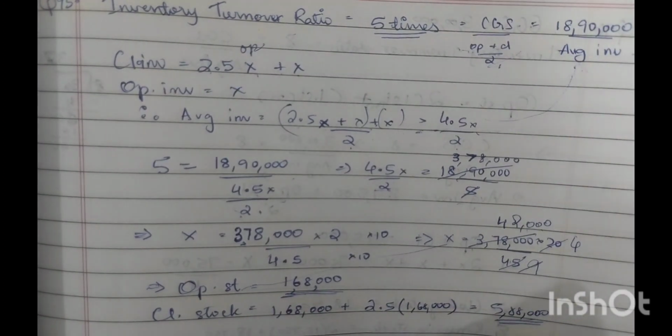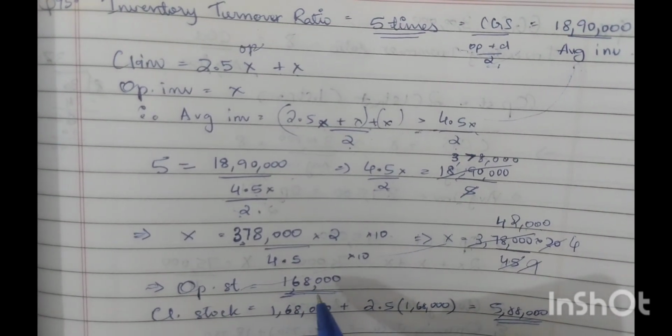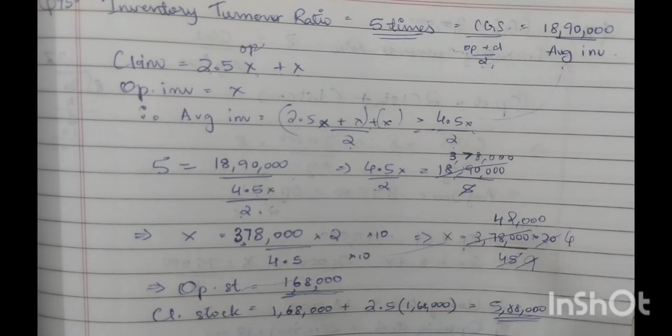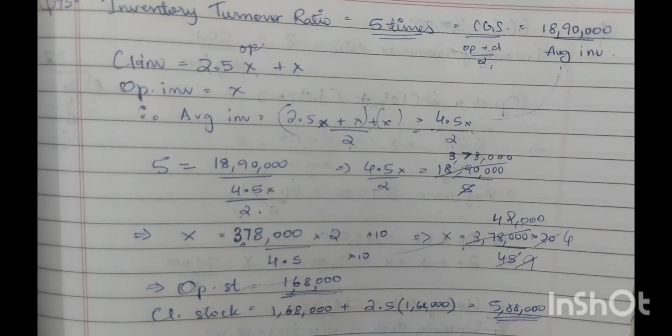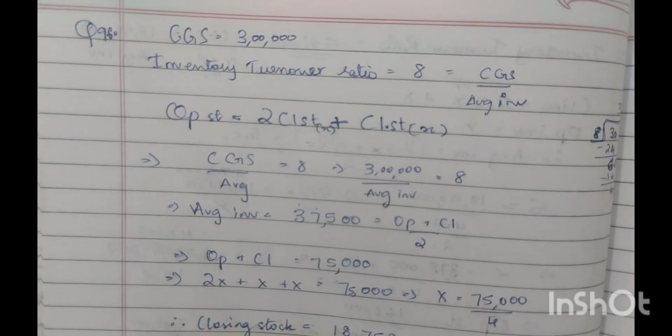Now we know closing stock is our opening stock plus 2.5 times opening stock, so 1,68,000 plus 2.5 times 1,68,000, which is 5,88,000. So I hope that answer is clear for everyone.